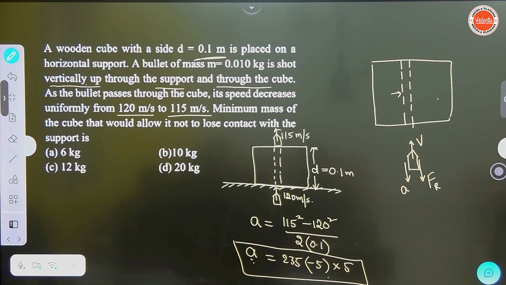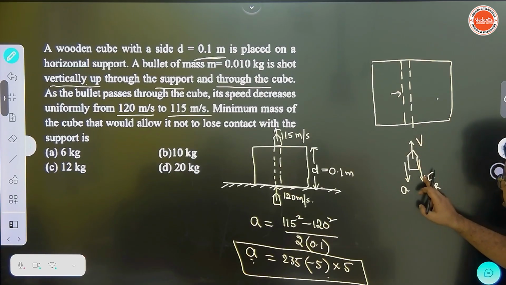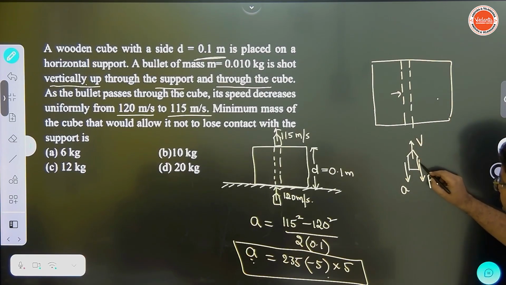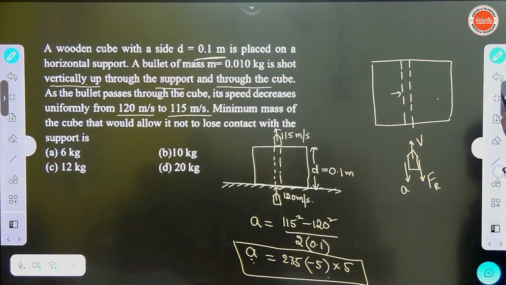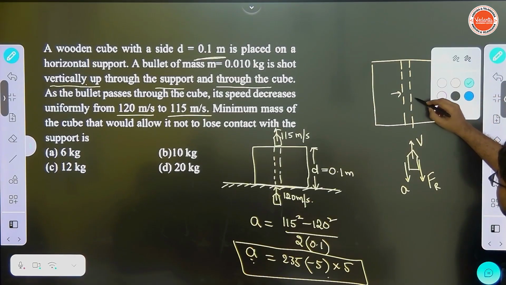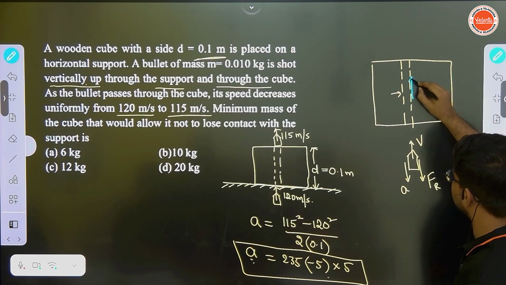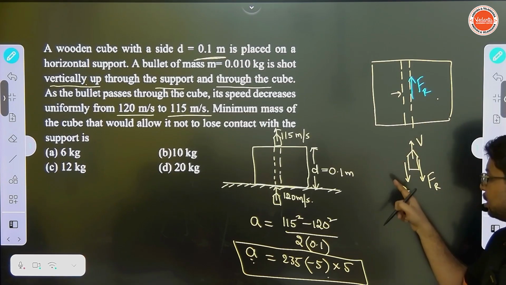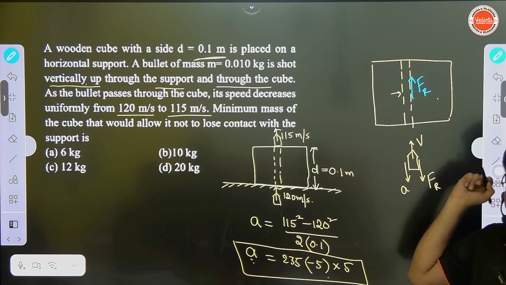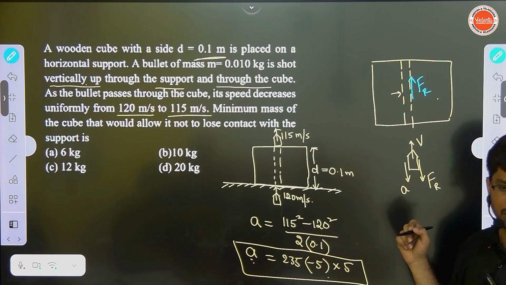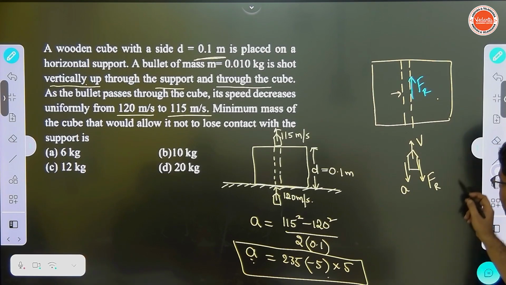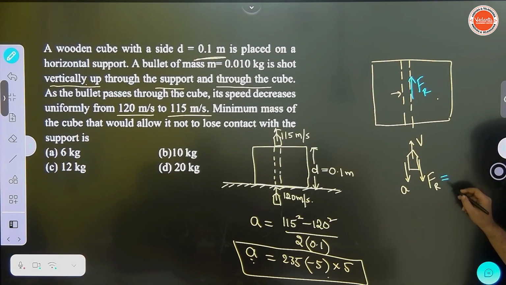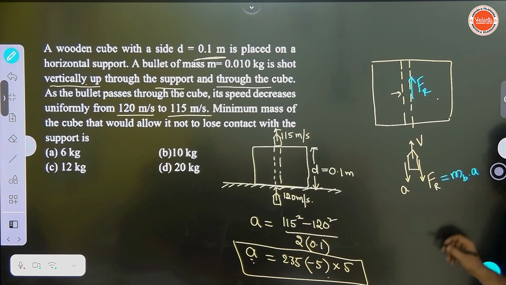Correct or not? Right? This block is actually applying some resistance force in the downward direction, and from Newton's laws, you can say that an equal and opposite amount of resistance force will be applied. Will this bullet also apply it on the block? Getting the point, right? Now, what is your resistance force over here equal to? This is equal to the mass of the bullet times its acceleration, right?